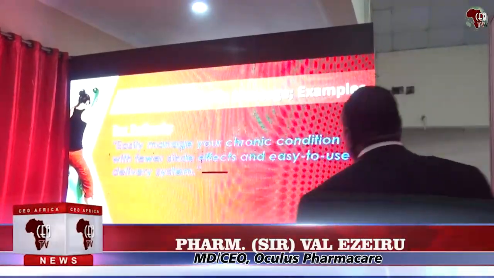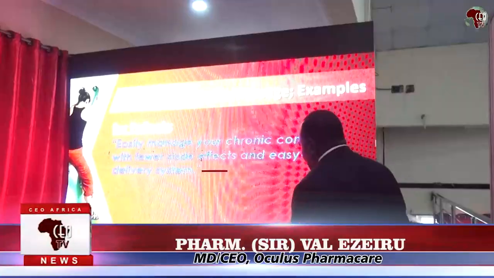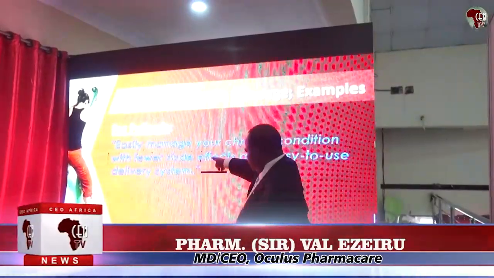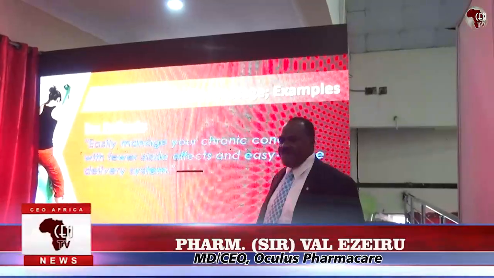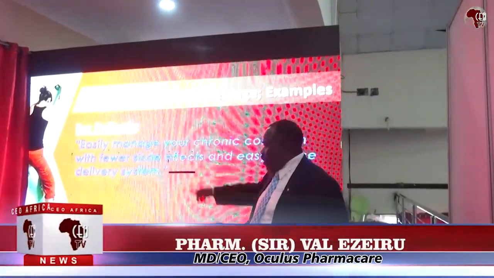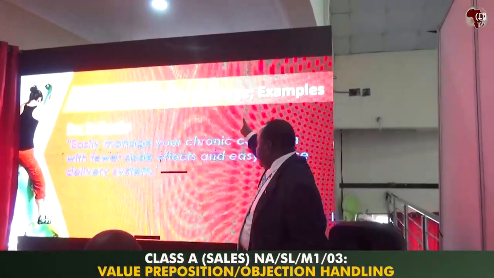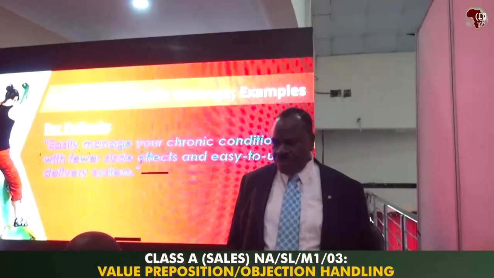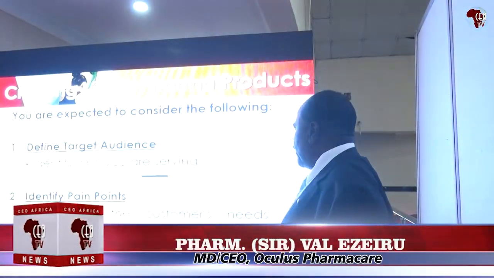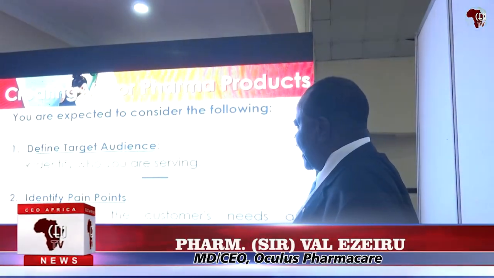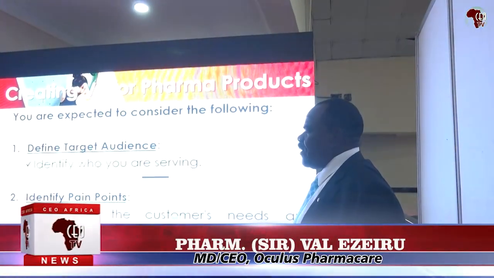Easily manage your chronic condition with fewer side effects and an easy to use delivery system. What you are emphasizing again is the value proposition. Next. You are expected to consider the following. Define target audience. I think I've explained enough of this.